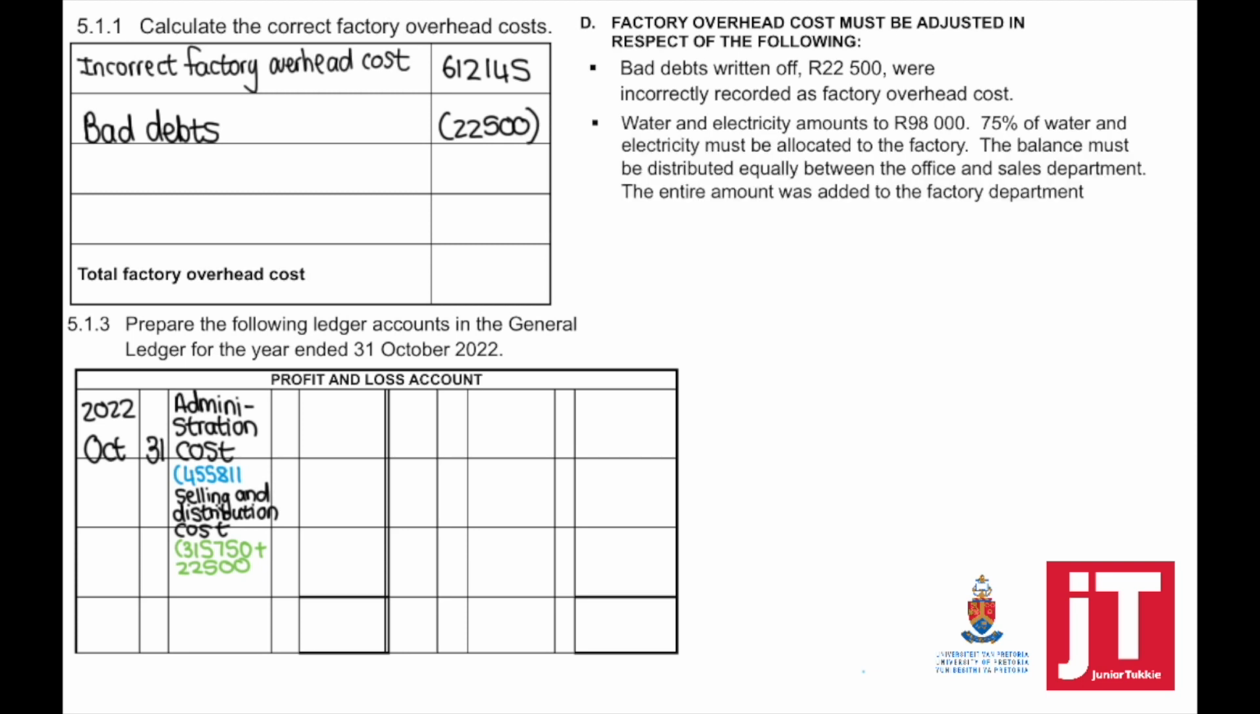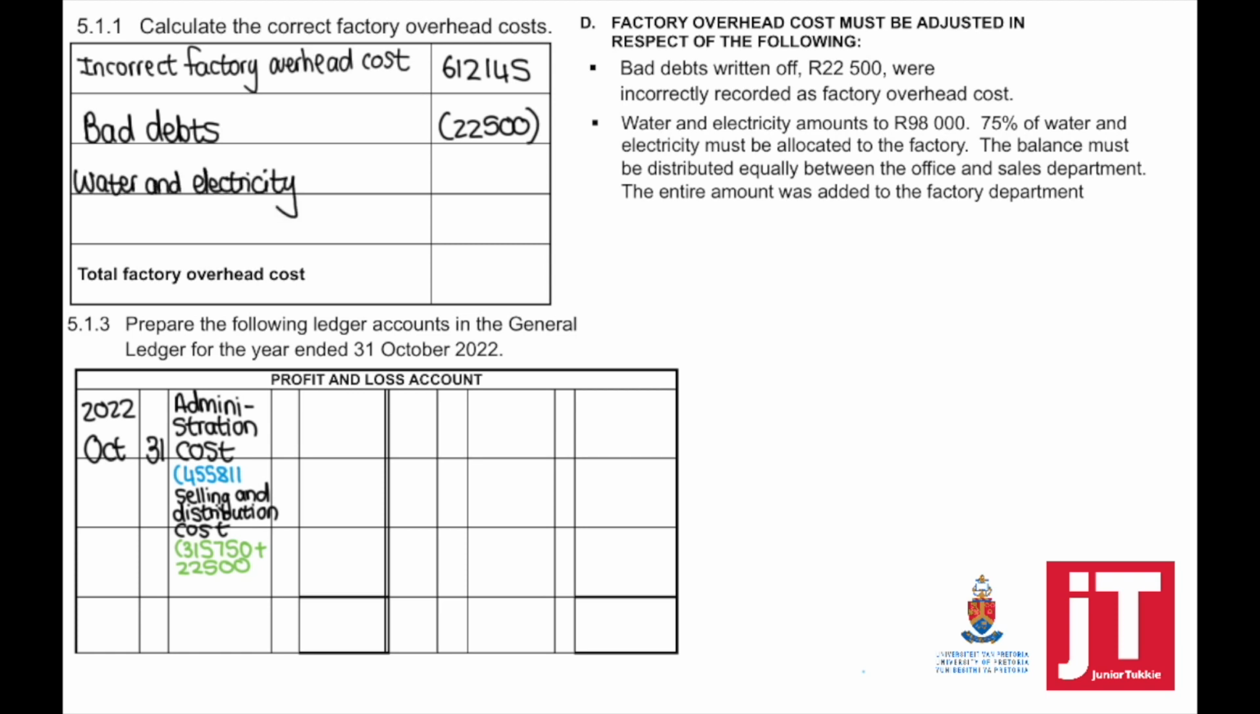Water and electricity amounts to 98,000. 75% of water and electricity must be allocated to the factory. The balance must be distributed equally between the office and the sales department. The entire amount was added to the factory department, which means that the full 98,000 was allocated to factory overhead cost. It should have only been 75%. The balance, 25%, must be distributed equally between the office and the sales department.